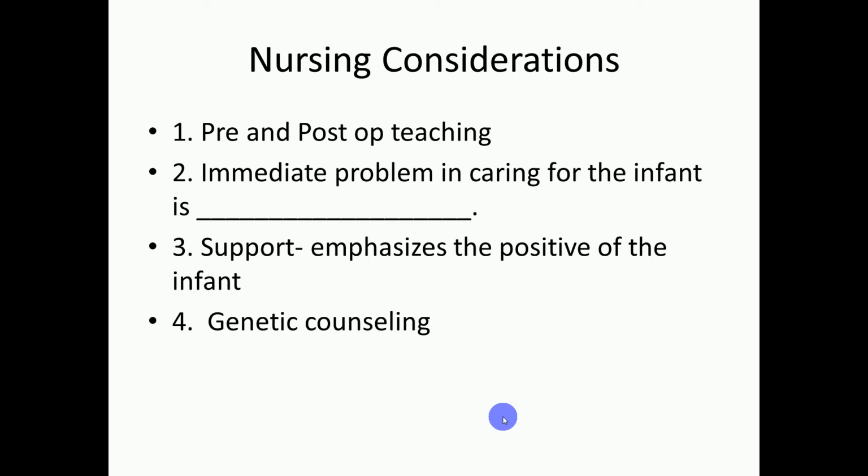Support emphasis is on the positive of the infant and letting them know that repair now usually has very good outcomes. And most people in a lot of the OB departments have before and after pictures that they show new parents to show them that healing does occur quite well, like the picture on page 800 in your book. Genetic counseling should also be made available.